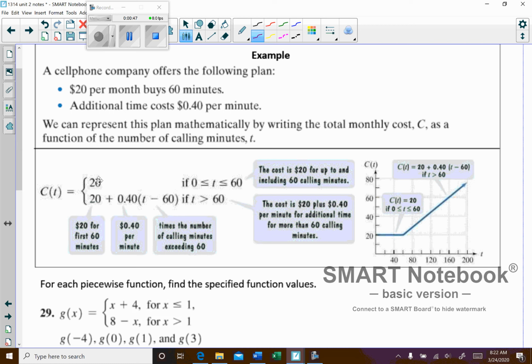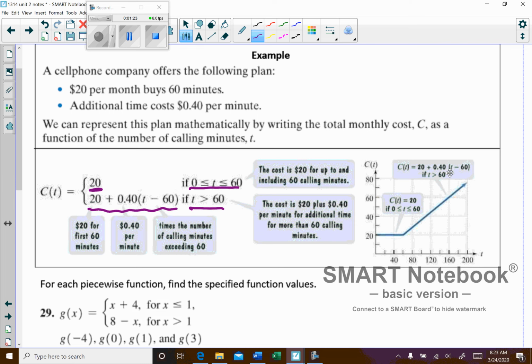So right here, your cost is going to be $20 if you talk somewhere between 0 and 60 minutes. That's that first $20 that you're buying for 60 minutes. You either use it or you don't. But if you go over that 60 minutes, then here's your new cost equation. You pay that initial $20 plus 40 cents for every minute that goes over 60. So T, if it's greater than 60, subtract 60, multiplied by 40 cents to pay that additional charge. And then here's a graph of that right there.